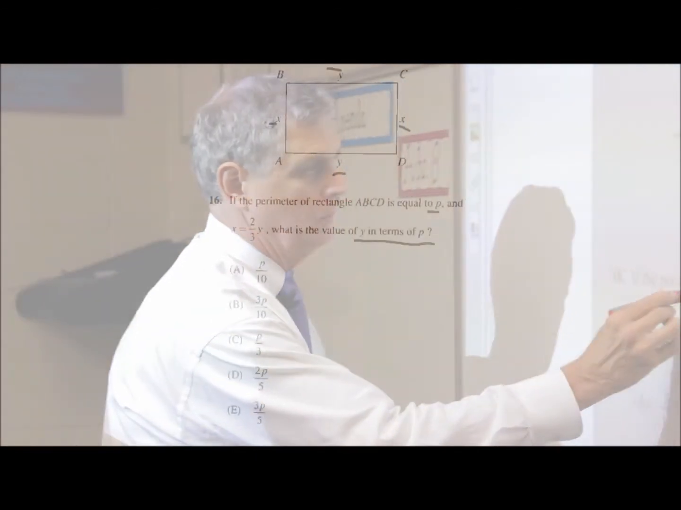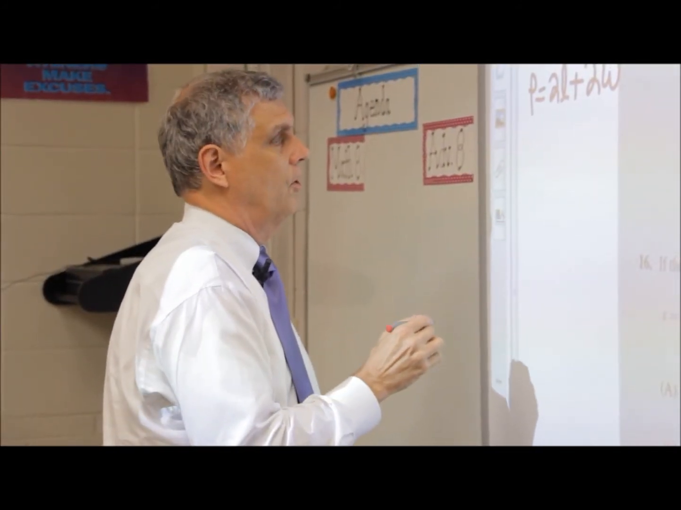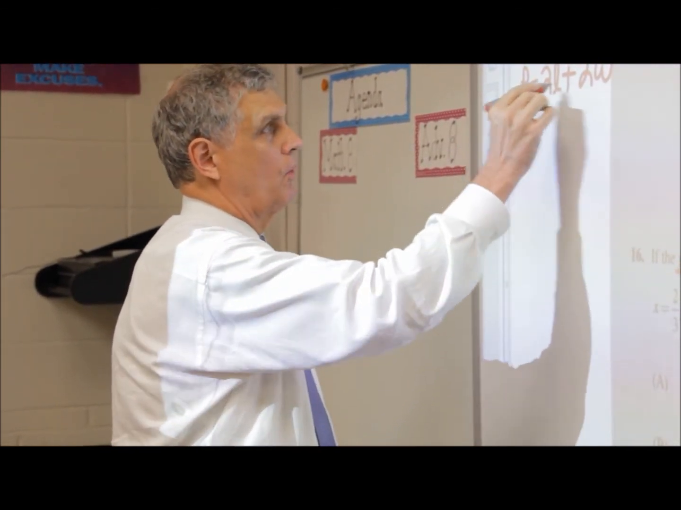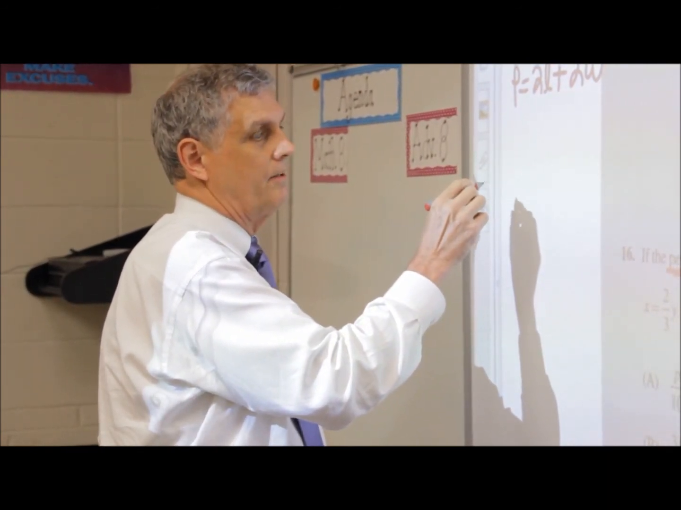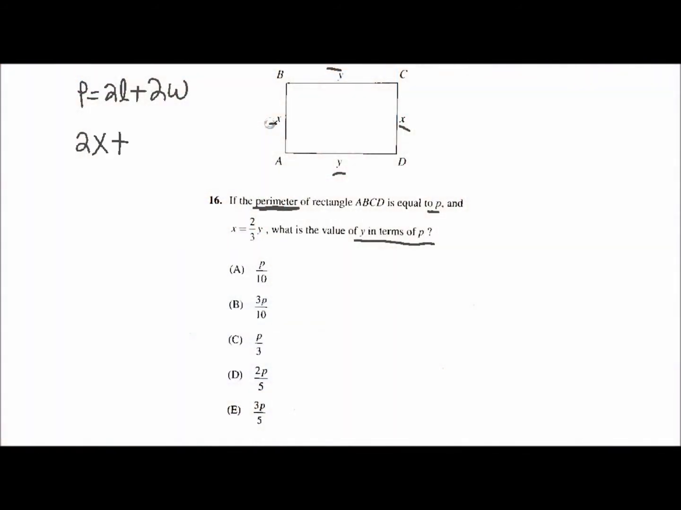Well, we start with perimeter. As I mentioned earlier, perimeter is equal to 2 times the length plus 2 times the width. Now in this case, it's going to be x and y and not L and W. And so let's write this on this side since we want P on the right side. Let's write this as 2x plus 2y equals P.